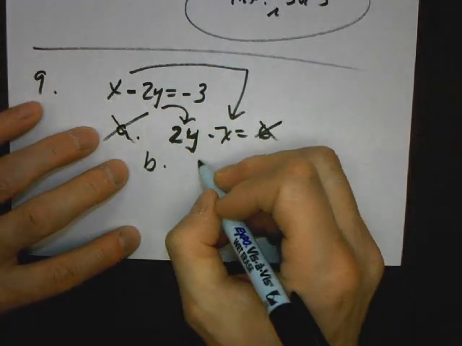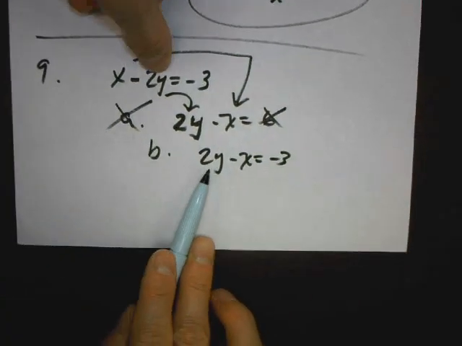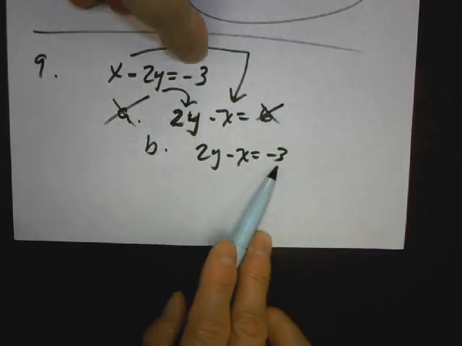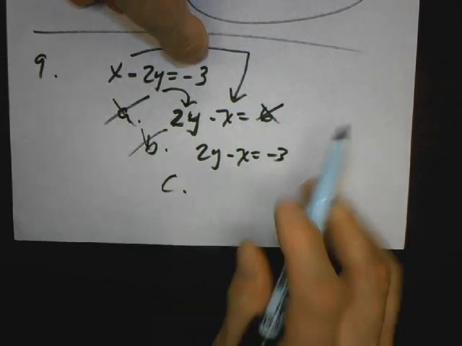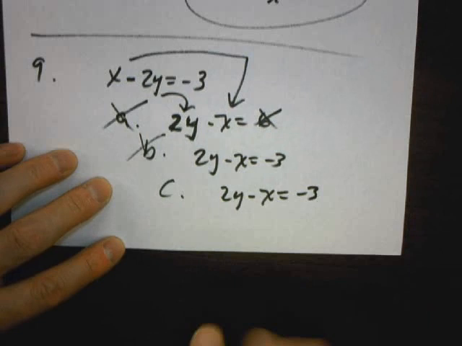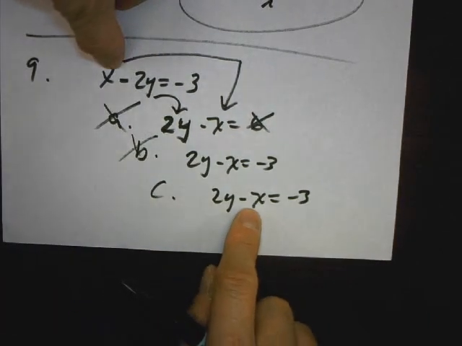So let's check the next one. 2y minus x equals negative 3. So I can see we changed the sign for y, changed the sign for x, did not change the sign for the constant. That's not infinitely many solutions. Next one, 2y minus x equals negative 3. Change the sign for y, change the sign for x.